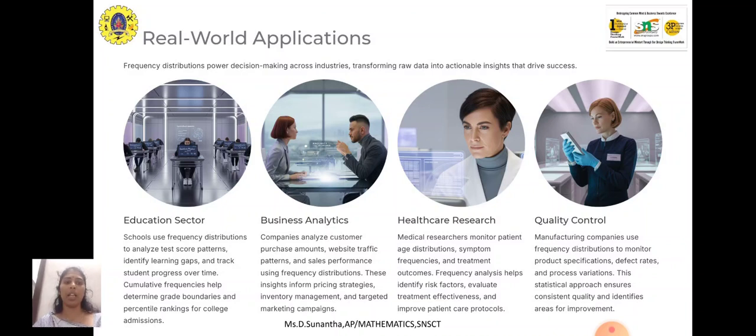Next, in business analytics, companies analyze customer purchase amounts, website traffic patterns, and sales performance using frequency distributions. In healthcare, it is used to monitor patients' age distribution, symptom frequencies, and treatment outcomes. In quality control, manufacturing companies use frequency distributions to monitor product specifications, defect rates, and process variations. This statistical approach ensures consistent quality and identifies areas for improvement.